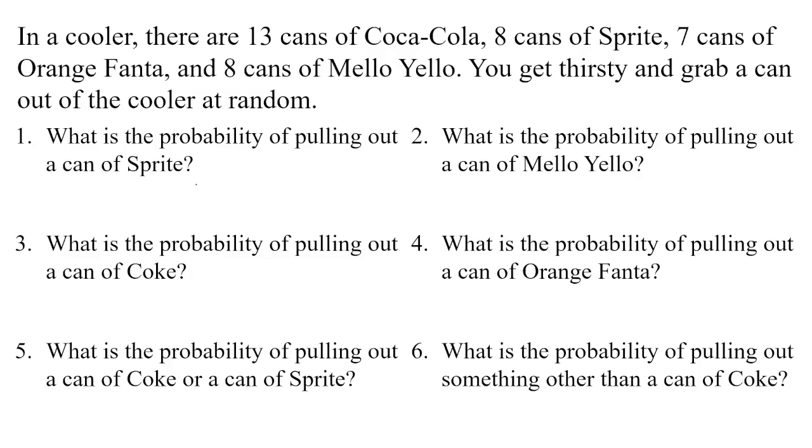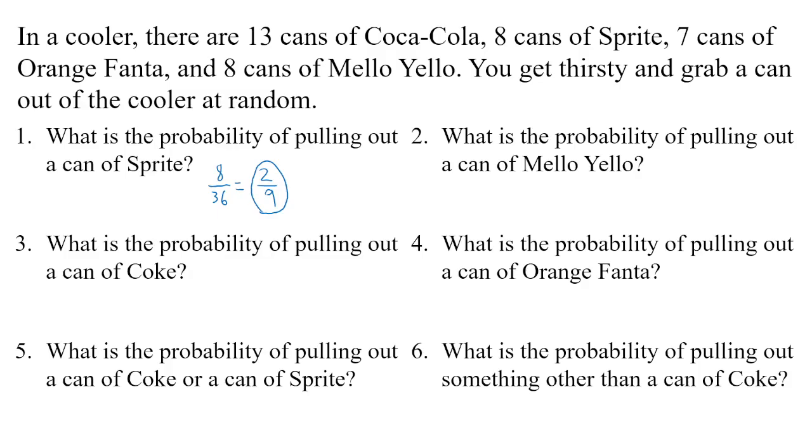So there are 8 cans of Sprite out of 36 cans in all. 8 is the number of favorable outcomes. 36 is the number of possible outcomes. So it is 8 out of 36. But when you write probability, you want it in simplest form. So 8 over 36 reduces to 2 over 9. Therefore, that probability is 2 out of 9.